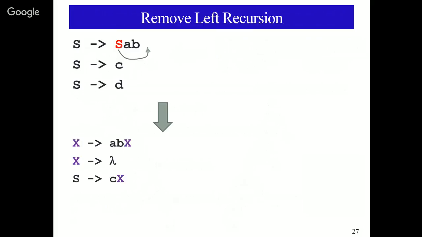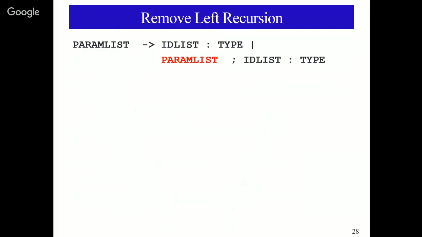And the two non-recursive rules, I make it CX and DX because they really start with C or D. And then they have AB, AB, AB, AB, AB after that. Okay. Here's a long example. Instead of the little a, little b, we're actually looking at a programming language grammar example.